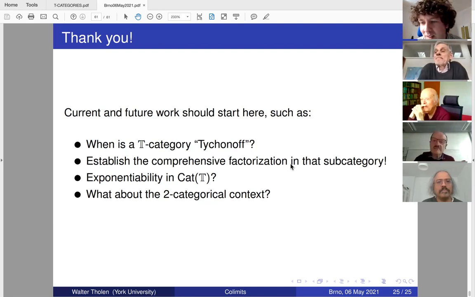Simple answer. Every monad on set preserves coequalizers of equivalence relations.